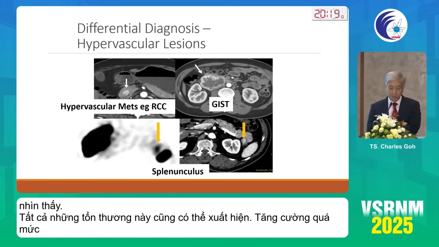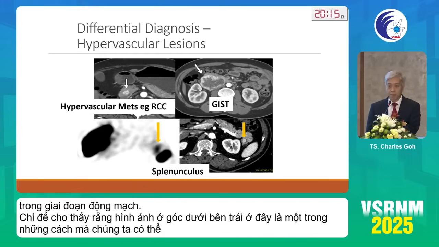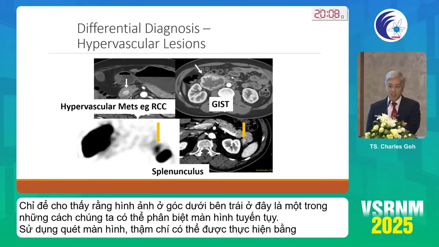Just to show that the image in the bottom left here is one of the ways in which we can differentiate the intrapancreatic spleen or splenunculus using a spleen scan, which can either be done with sulfur colloid or heat-damaged RBCs.